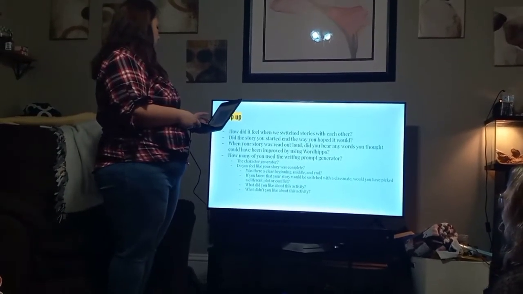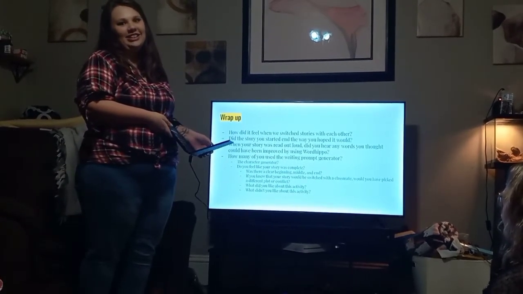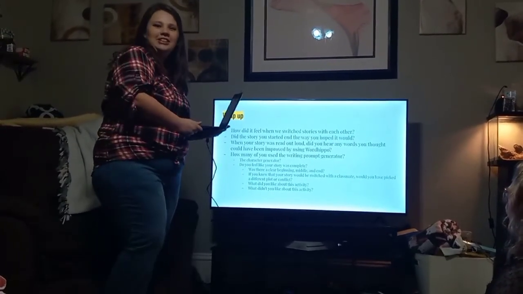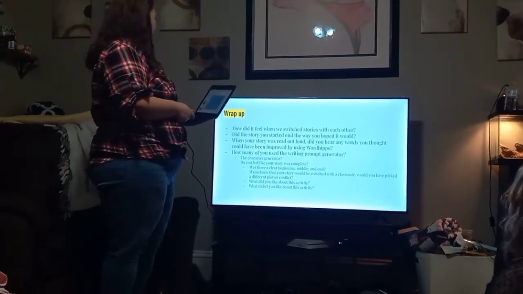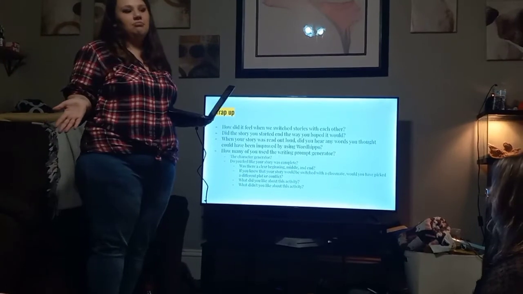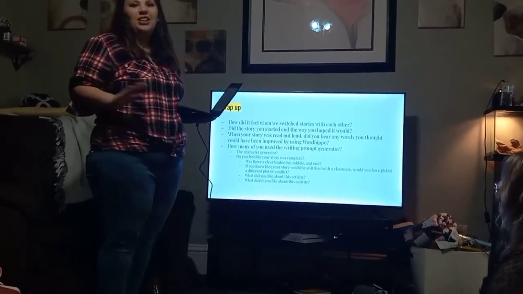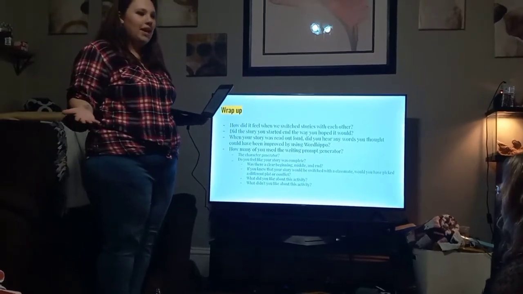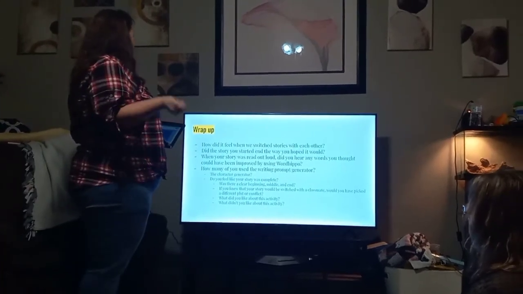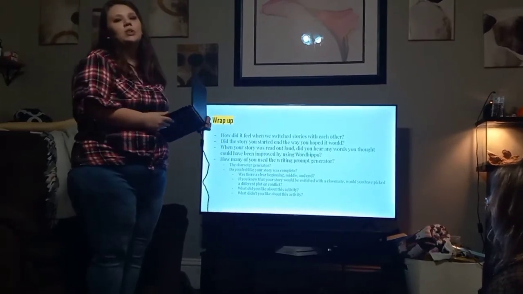How many of you used the writing prompt generator? Just a show of hands is fine. About 66% of you. Very nice. Okay. Do you feel like your story was complete by the end? Was there a resolution to your conflict? Did anybody feel like anything was left unsaid or not fixed? If you knew that your story would have been switched with a classmate, would you have picked a different plot or conflict?